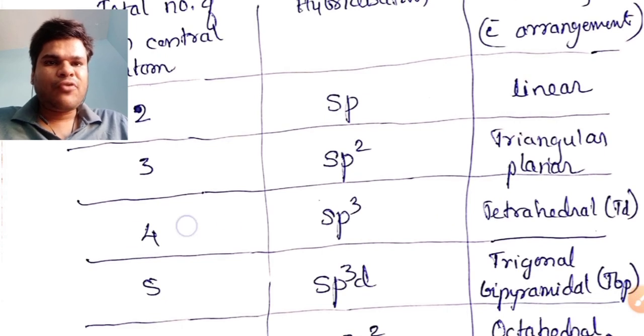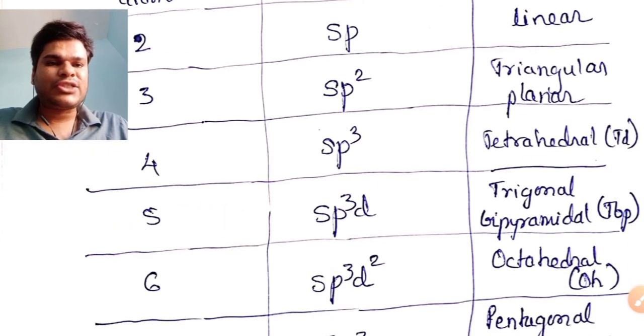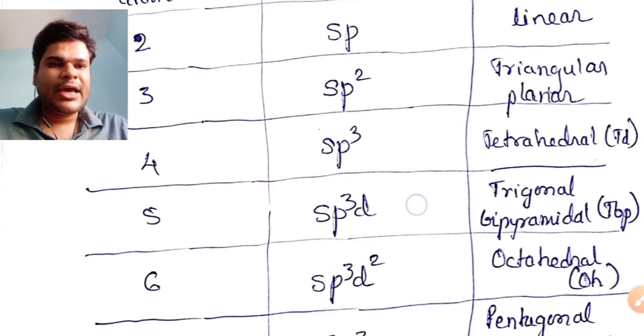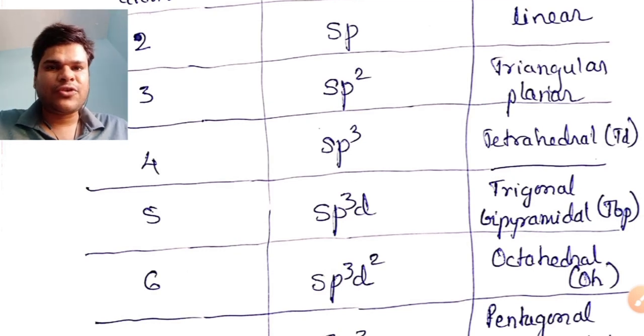Next, for 4 pairs of electrons, it will be sp3 hybridization. 4 orbitals are present, 4 pairs of electrons, and the geometry we know is tetrahedral. Then for 5 pairs of electrons, it will be sp3d. sp3 is totally 4 orbitals, and along with that d is added, so you get 5 hybrid orbitals in total. That is, in sp3d there are 5 hybrid orbitals, that we shall see. And for 5 pairs of electrons, the geometry is triangular bipyramidal, as in the case of VSEPR.